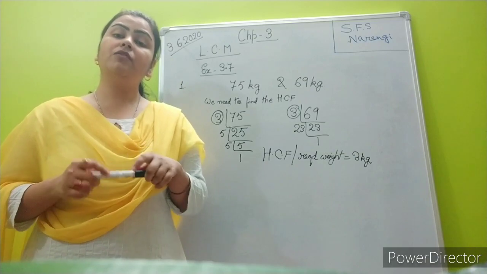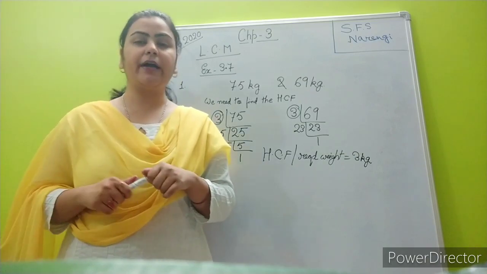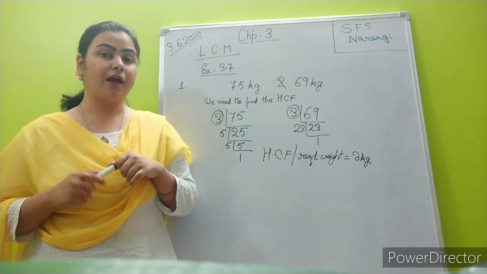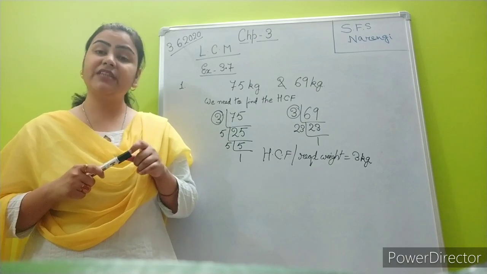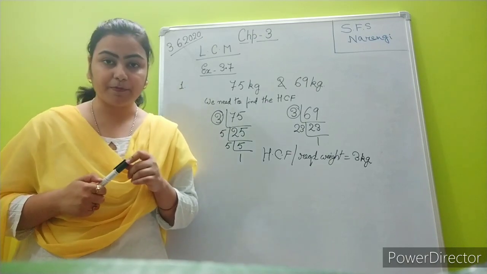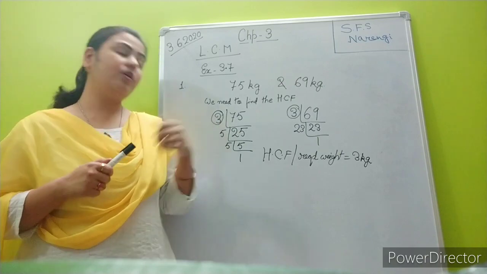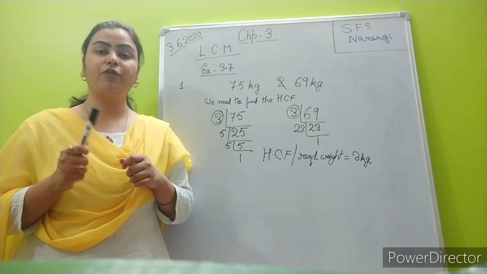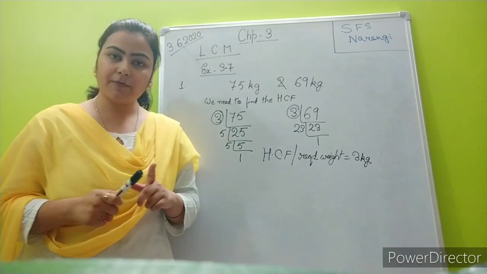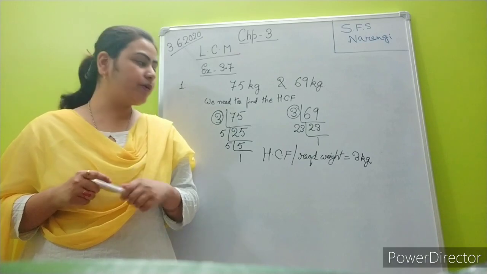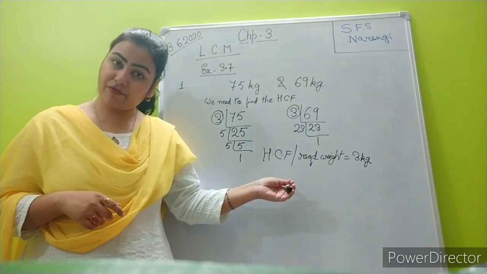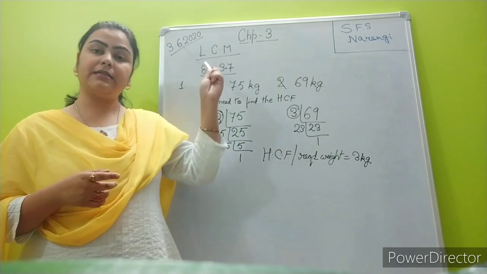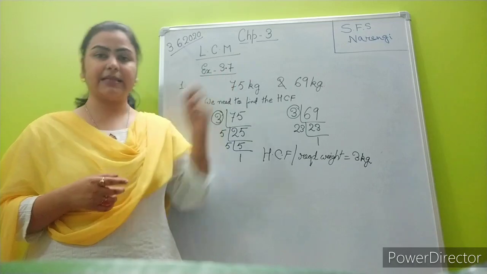Now you recall, children, when I was doing my first or second class of this chapter, I told you that multiple means what? Multiple is always the dividend and factor is the divisor. Did I say this? Now here we will relate to this. You have to read the question and find out if you need to find the divisor. If you need to find the divisor, then you're going to find out the HCF. And if you need to find out the dividend, then you're going to find out the LCM.